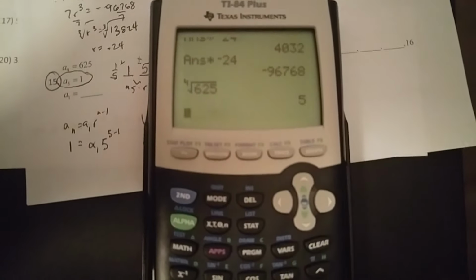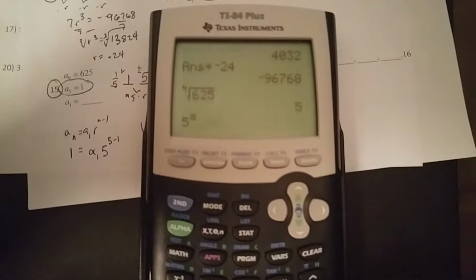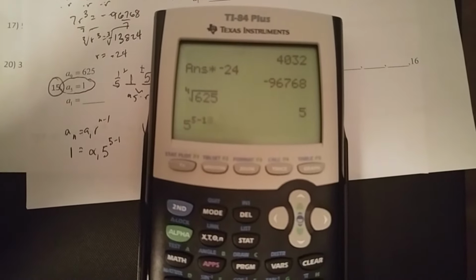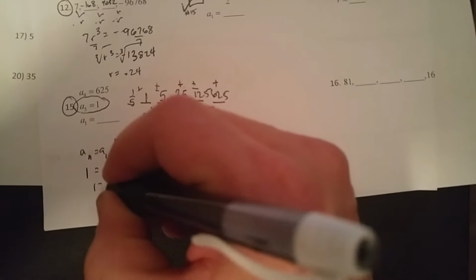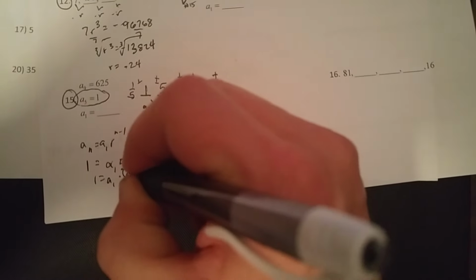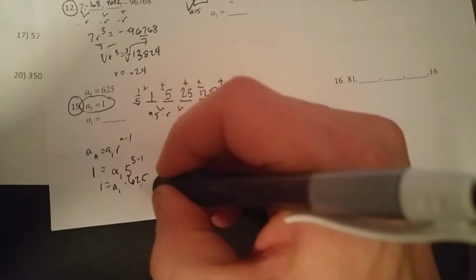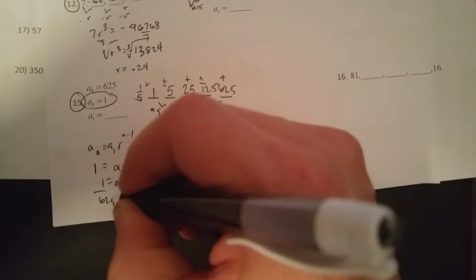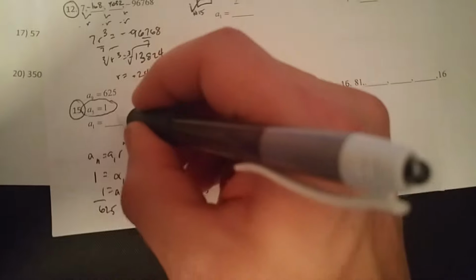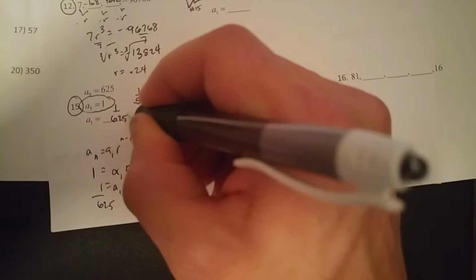So if we do that in my calculator, 5 to the 5 minus 1, or 5 to the 4th, it is 625. So I have 1 equals a sub 1 times 625. So I'm just going to divide by 625. So a sub 1 equals 1 over 625.